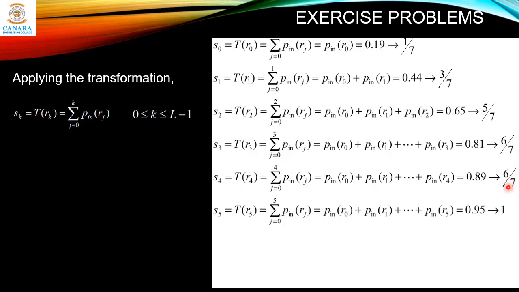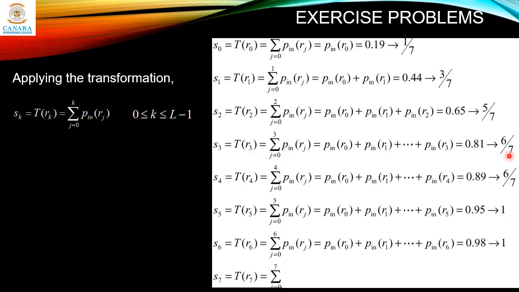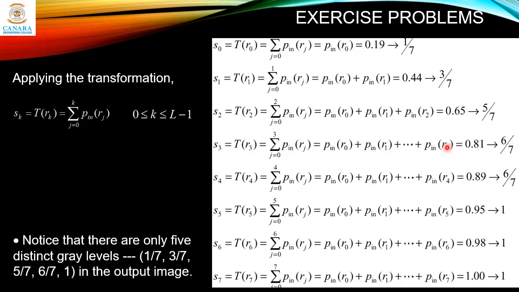And S5 is 0.95 and it is nearest to 7 by 7 or 1. And S6 is 0.98, you can approximate it to 1. And S7 is again 1. So these are the levels, and if you note, there are only 5 distinct gray levels in the output image. So these levels specify the output image.